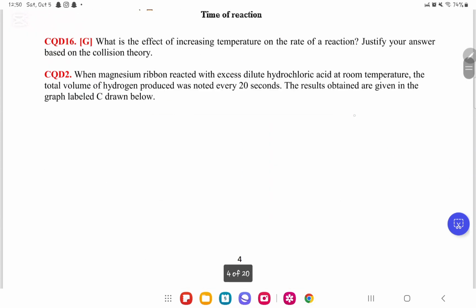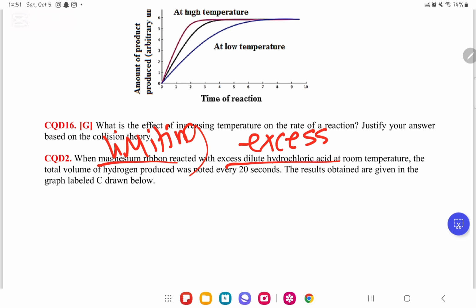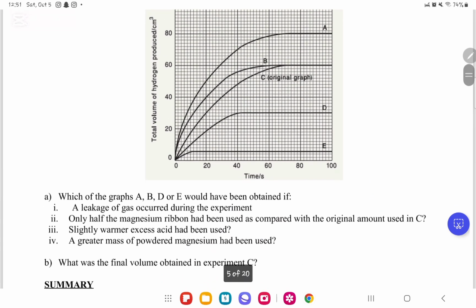Now, CQD number 2. When magnesium ribbon reacted with excess dilute hydrochloric acid, so the hydrochloric acid is in excess, that means the magnesium ribbon is the limiting reactant. The total volume of hydrogen produced was noted every 20 seconds. The results are given in the graph labeled C as drawn below. So this is our graph labeled C.